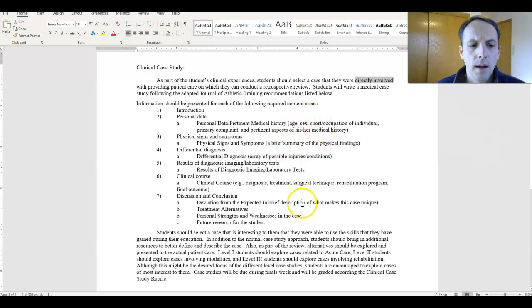So we also recommend that you pick a case based off of your level in the program. We recommend that level 1 students pick cases involving acute care. Level 2 students can include cases involving modalities and evaluations. And level 3 students will get involved with cases involving more rehabilitation. But you can include different aspects with that. But that's just a good starting point.